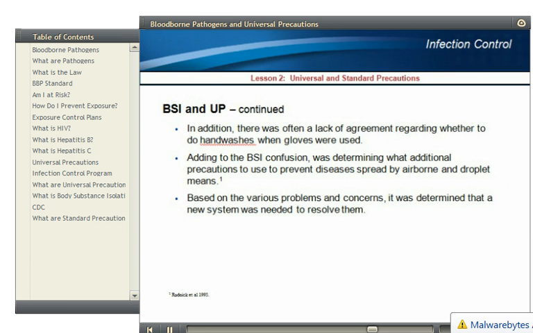BSI and UP continued. In addition, there was often a lack of agreement regarding whether to do hand washes when gloves were used. Adding to the BSI confusion was determining what additional precautions to use to prevent diseases spread by airborne and droplet means. Based on the various problems and concerns, it was determined that a new system was needed to resolve them.